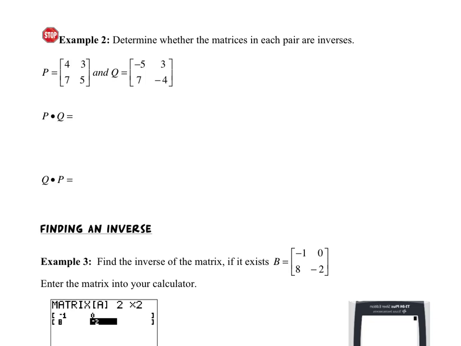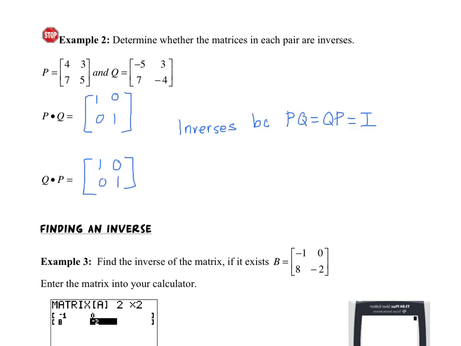I would like you to do example 2 on your own. You're given two matrices again, and you're going to determine whether they are inverses. So please pause your video and try this example on your own. Hopefully you got the identity matrix no matter what order you multiply them in, so then we know that they are inverses because PQ, that product, equals QP, which is equal to the identity.